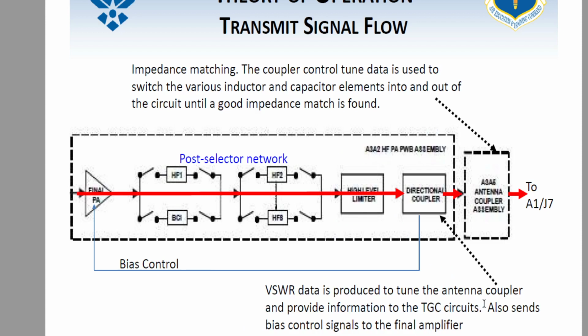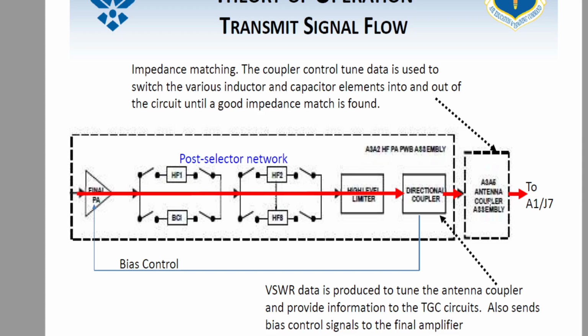Okay. So it also sends bias control signals to the final amplifier. That's what this little line is down here, so that you don't overdrive this final power amp. That's what it's doing. You don't want to overdrive it. And then we talk about this antenna coupler next.